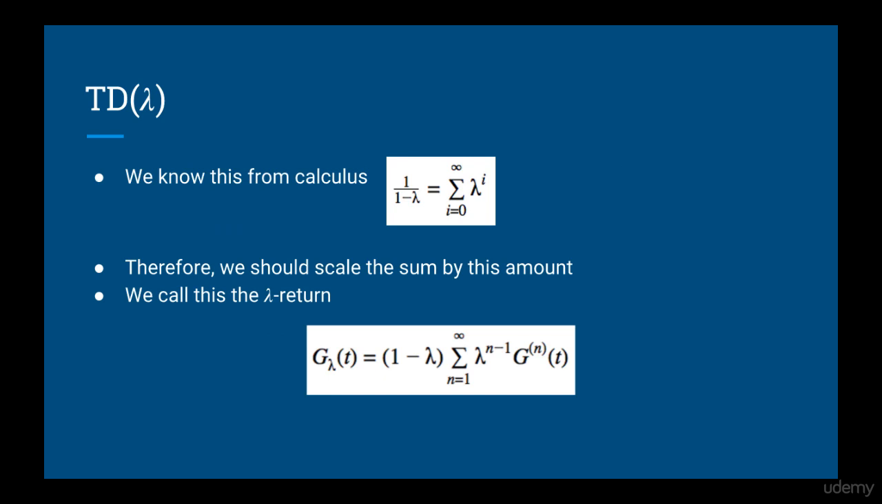From calculus, we know that the sum of these lambdas is 1 over 1 minus lambda, and so we should scale the sum of returns by 1 minus lambda. We call this the lambda return. You may want to pause the video to write this down on paper to convince yourself it's true.